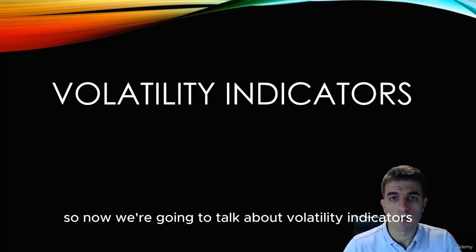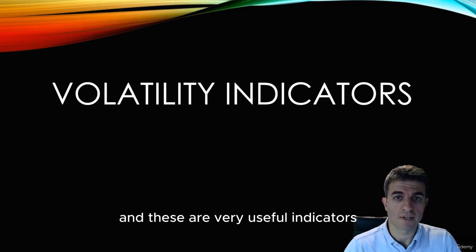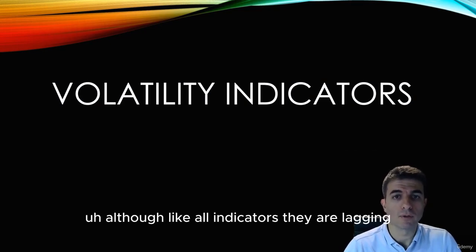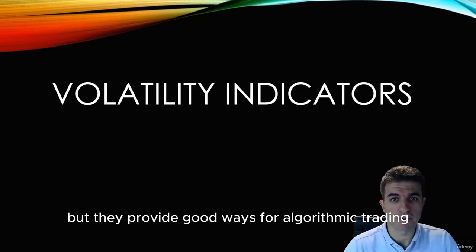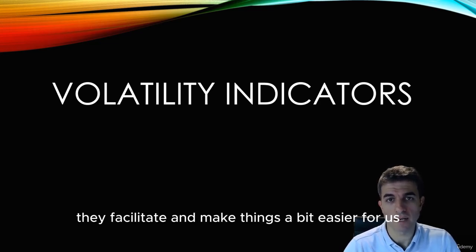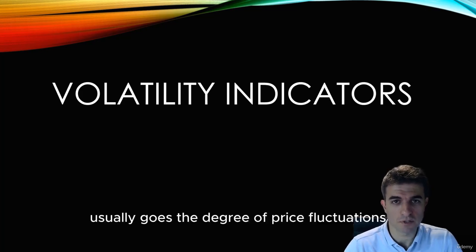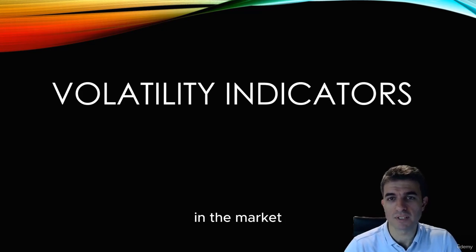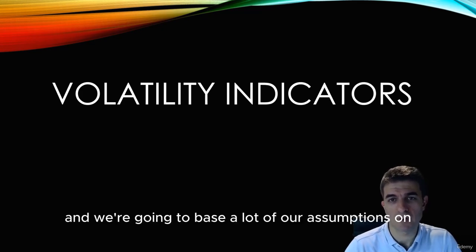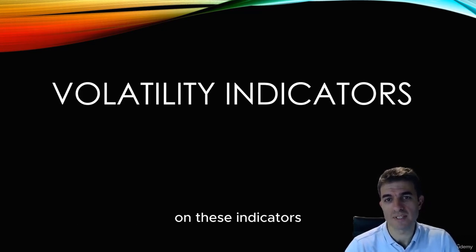So now we're going to talk about volatility indicators, and these are very useful indicators. Although, like all indicators, they are lagging, they provide good ways for algorithmic trading. They facilitate and make things a bit easier for us in building algorithms. So volatility indicators usually help traders gauge the degree of price fluctuations in the market. And we're going to base a lot of our assumptions on these indicators.